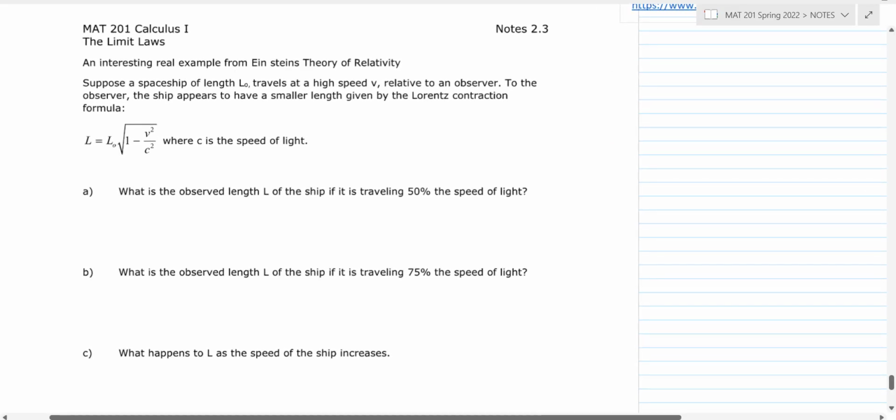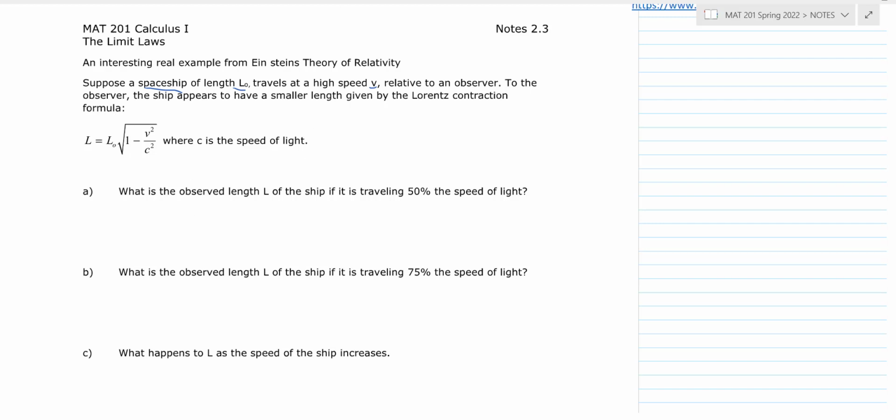So let me show you how this works, and this is pretty straightforward. This, again, is the Lorentz contraction formula that you saw on the video. And c is the speed of light. L is the spaceship's length. Okay, and the spaceship is traveling at a speed v relative to an observer. So to the observer, the ship appears to have a smaller length given by this formula. So the length is going to appear to contract.